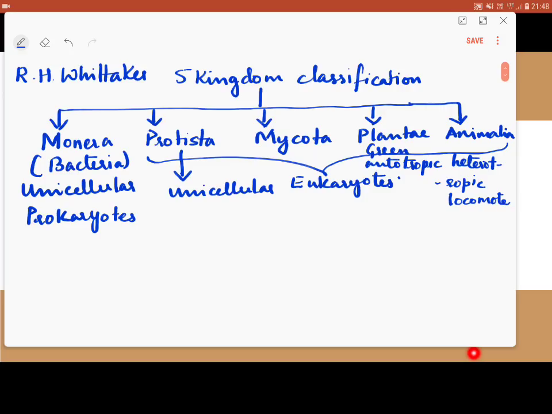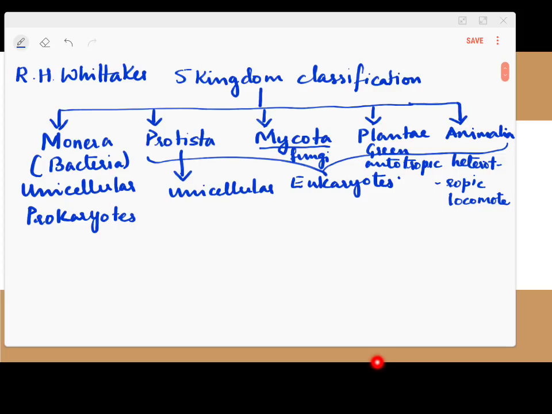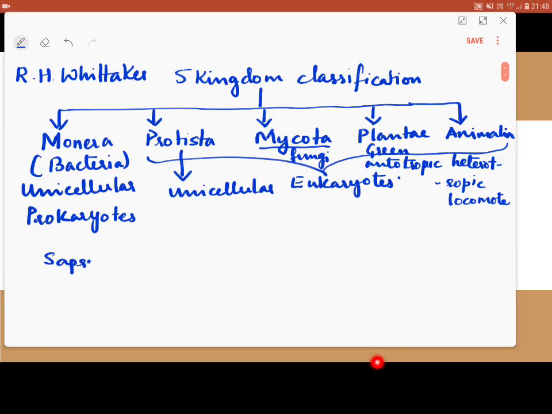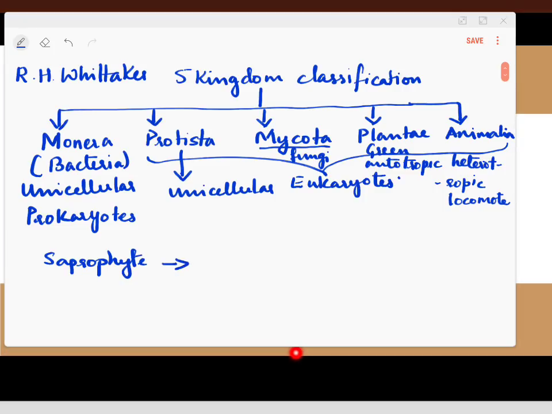Mycota was a question before the 5 kingdom classification came. The main part of this 5 kingdom classification which came out was of fungi. Fungi happens to be a saprophyte, meaning it grows on dead and decaying organisms. It looks like a plant, but it is non-green, and as we can see, nutrition is also different. This is why the 5th kingdom Mycota came into existence.